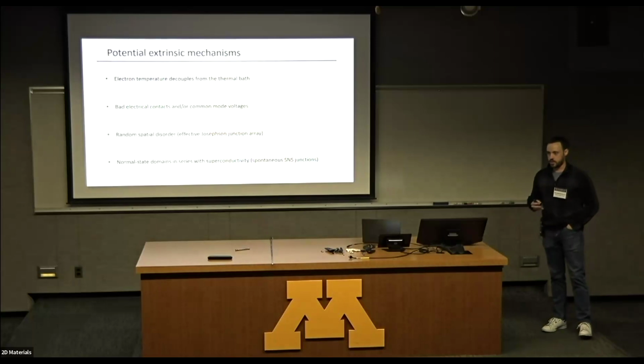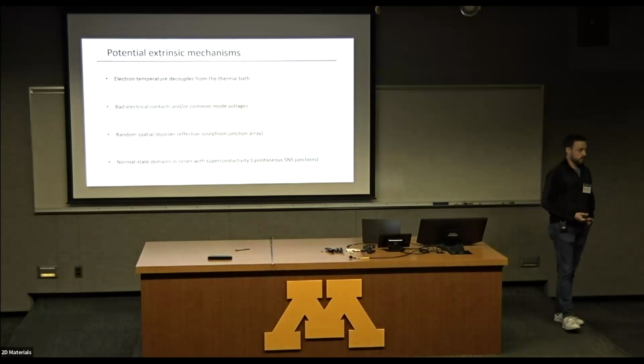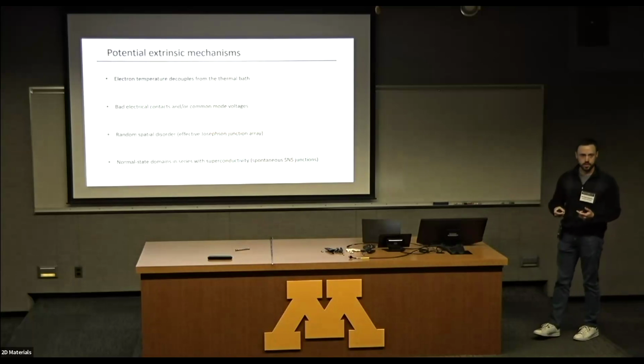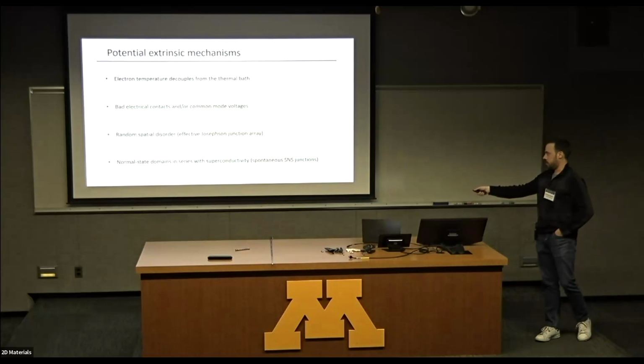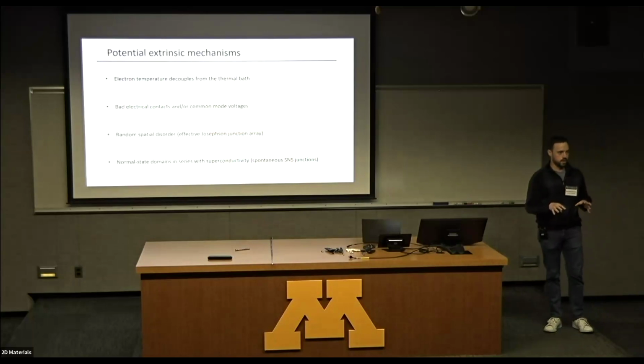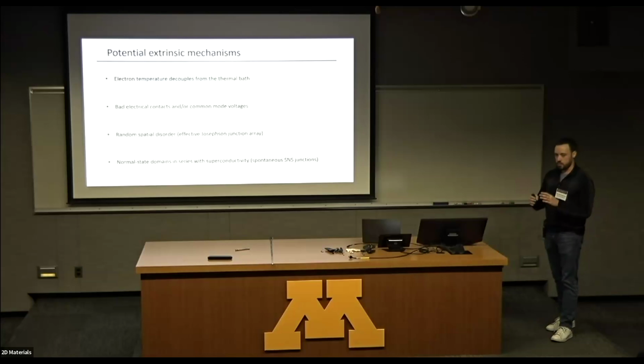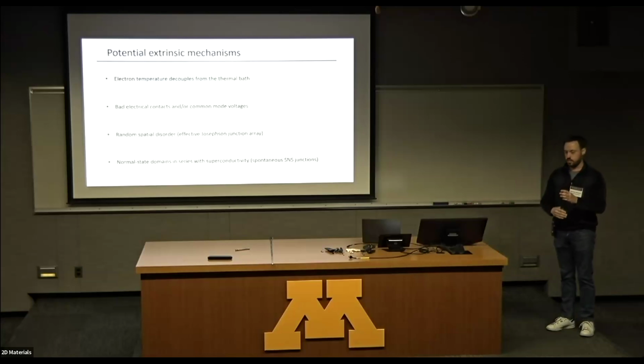So of course, we want to think carefully through what the extrinsic reasons are, the kind of boring reasons why such a thing could happen. And these are what we came up with. And as I'll show you, I think we can more or less rule all of them out. So one is that we're somehow just not cooling the electrons enough. Another is that we have bad contacts or common mode voltages that are developing. Another is that we have random spatial disorder, like an effective Josephson junction array. And the last is that we have normal state that forms a series resistor with the superconductor, like spontaneous SNS junctions.